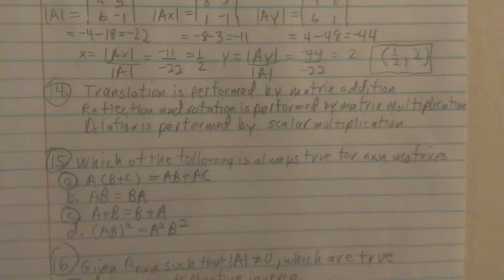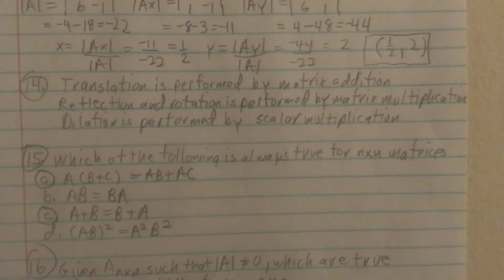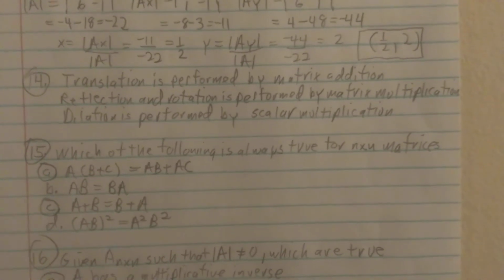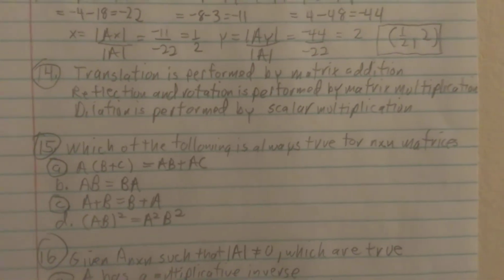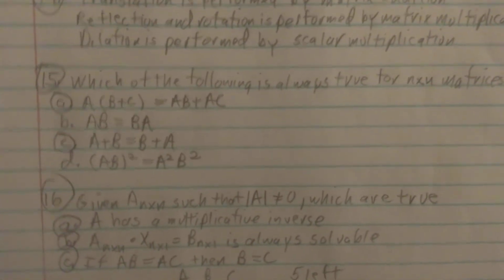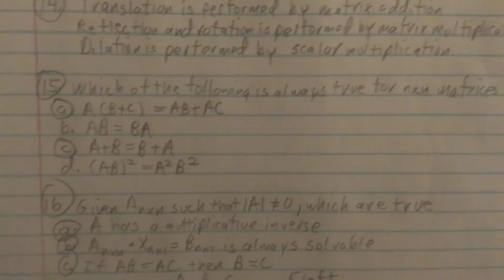Now, this is just showing what happens in the last section. Translation is performed by matrix addition. Reflection and rotation is performed by matrix multiplication. And dilation is performed by scalar multiplication. Now, the next one is, which of the following is always true for an n by n matrix?